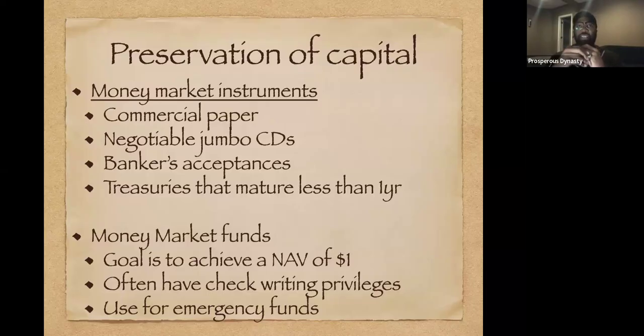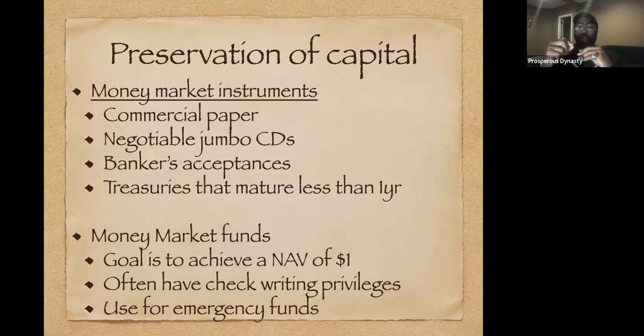So this was a test question on my SIE when they asked about a money market fund. So the goal of a money market fund is to achieve a NAV, a net asset value of $1. So they want to be as comparable to cash as possible. But during the Great Recession, we saw that the NAV actually fell below $1. So it is possible for a money market fund to have an NAV of less than $1.